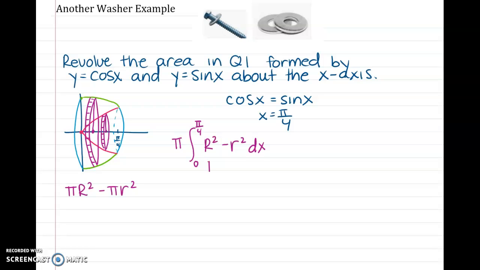Now our uppercase r is our bigger washer. So our radius looks like it goes out to the green function, which was cosine. Our smaller disk or washer, I guess the washer is really the whole piece, so larger disk, smaller disk. Our radius goes out to the coral curve, which is sine of x.